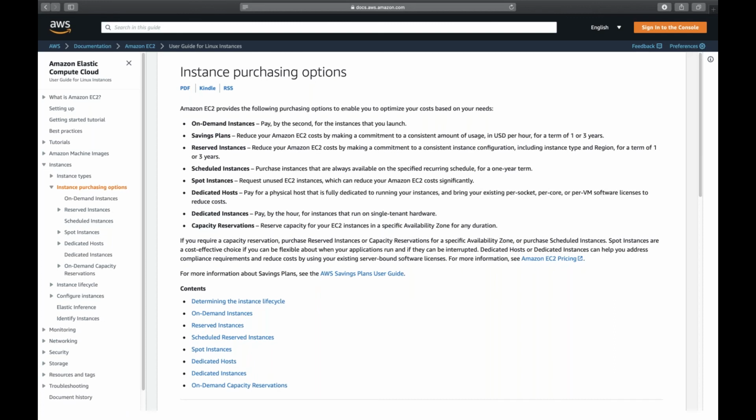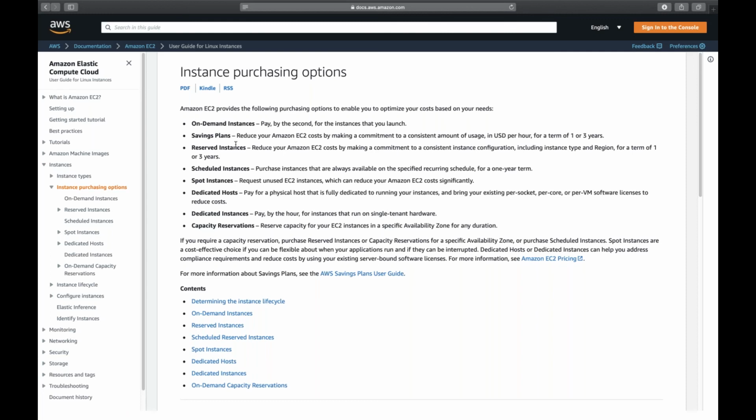So this could be another basic question. What are the purchasing options for the instance type? Okay. So you have on-demand, where you pay by the second. Then you have Savings Plans, where you enroll for 1 to 3 years. Then you have a Reserved Instance for a term of 1 to 3 years. Then you have Scheduled Instances that are always available on the specified running schedule.